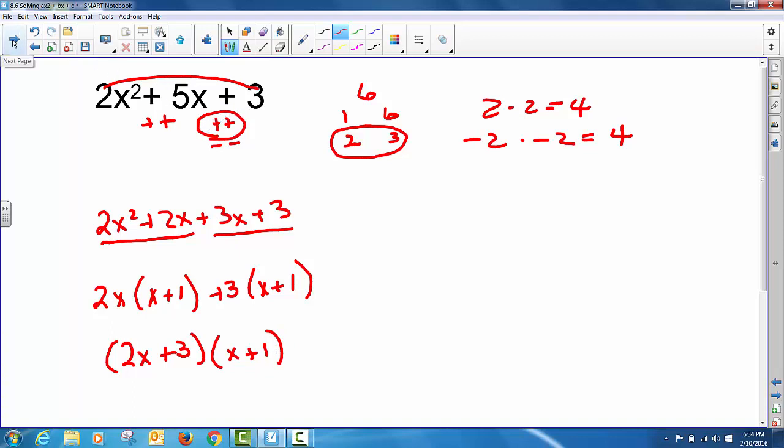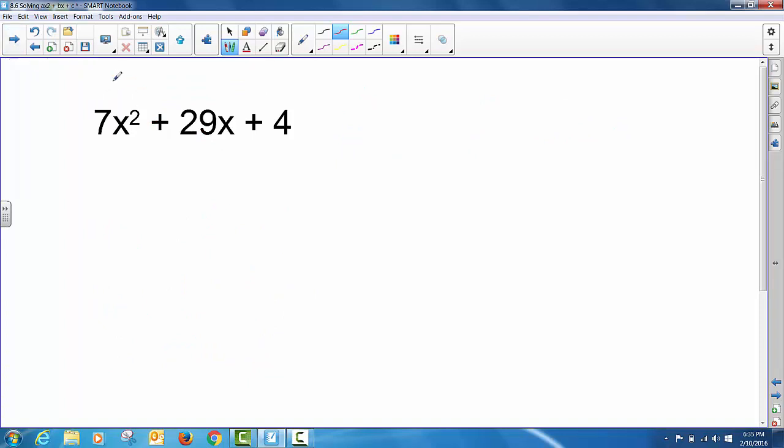Let's try another one. We've got 7x squared plus 29x plus 4. Remember, this tells you that it's plus plus or minus minus. We look over here and the plus sign tells you it's going to be plus plus. So now 7 times 4 is 28. We want factors of 28 that add up to 29. So 1 times 28, and we check. 1 and 28 add up to 29. So we've already got our answer right there.